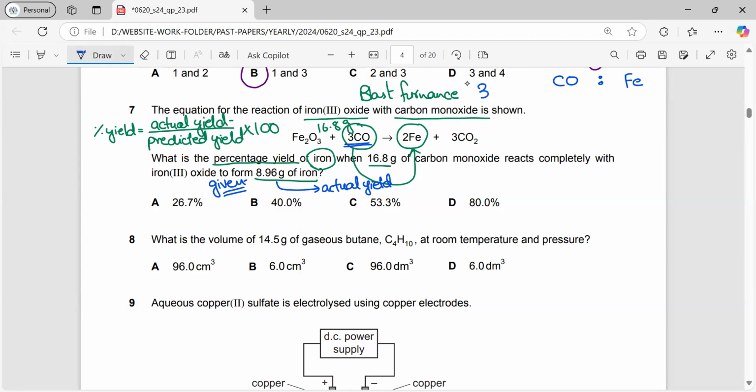So it's 3CO. Carbon monoxide is 12 plus 16, which makes it 28. Now we'll do 28 multiplied by 3. So 28 multiplied by 3 is 84. So for carbon monoxide, we are getting 84 grams and 2 moles of iron.